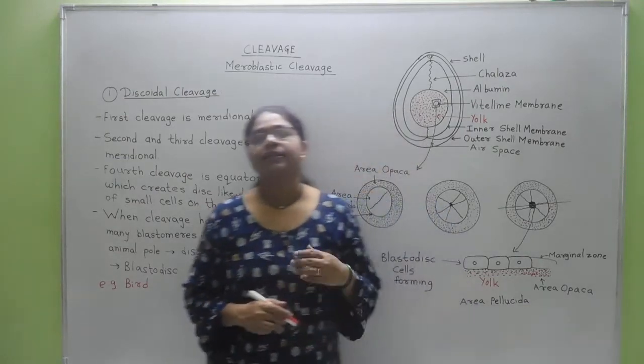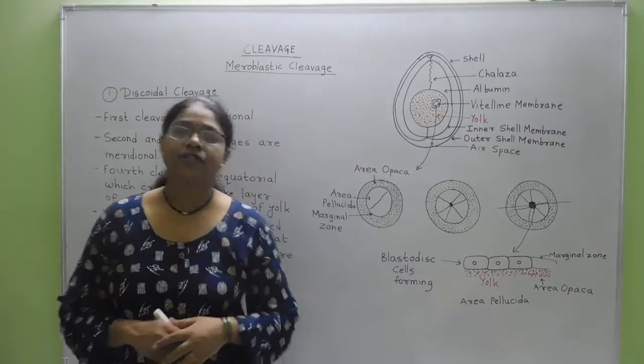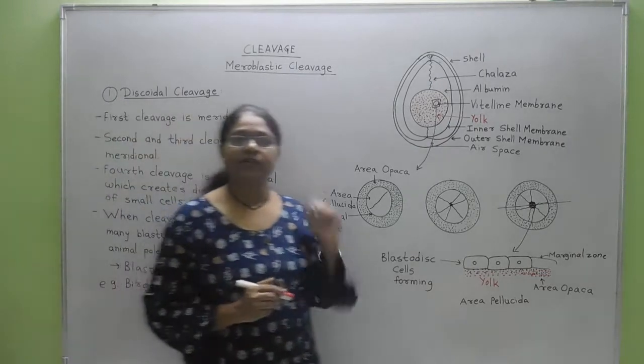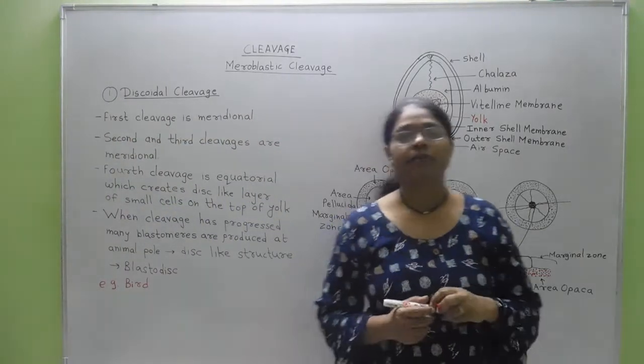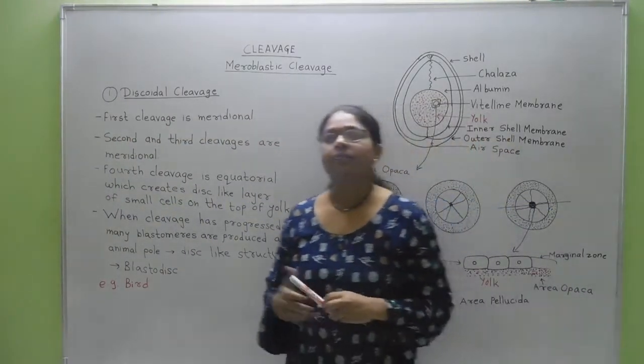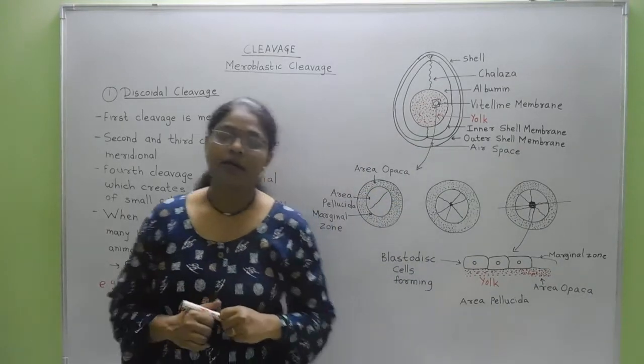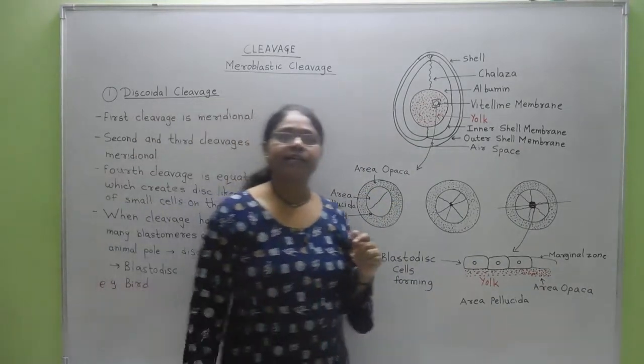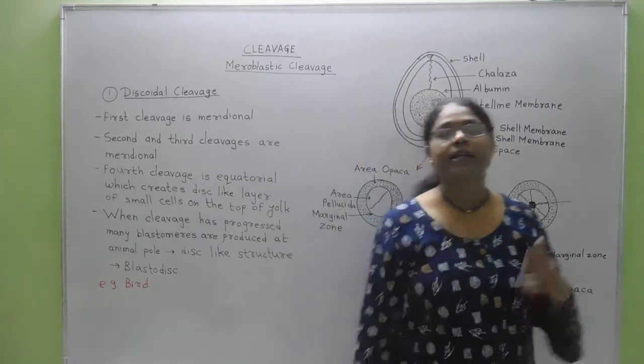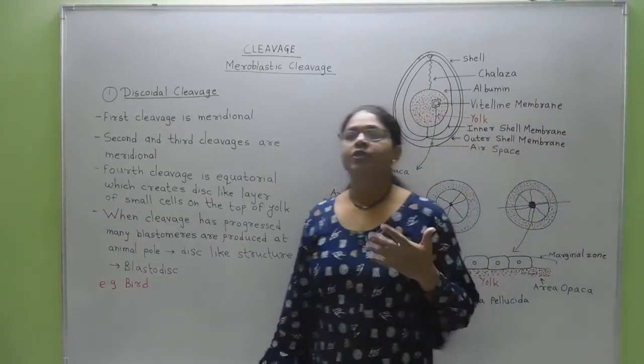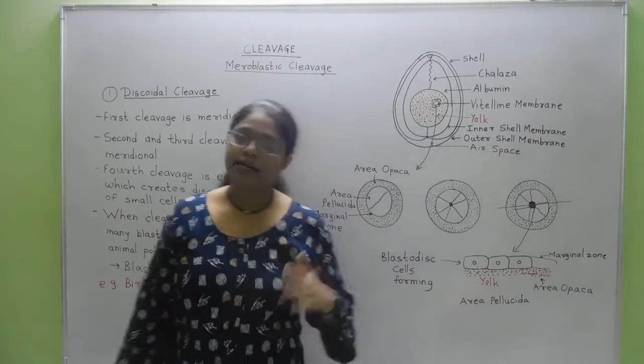Meroblastic cleavage. This is a second type of cleavage which is a partial or incomplete cleavage, because mero means partial or incomplete. This type of cleavage takes place in the eggs which contain a high amount of yolk, which are called polylecithal eggs.